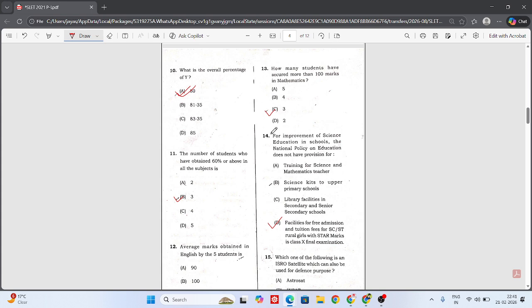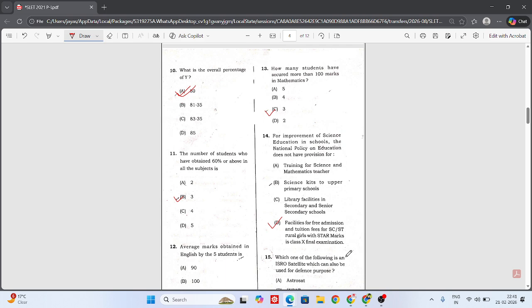Now, the 14th is for improvement of science education in school. The national policy on education does not have provision for facilities for free admission and tuition fees for SC, ST, rural girls with star marks in class 10 final examination.